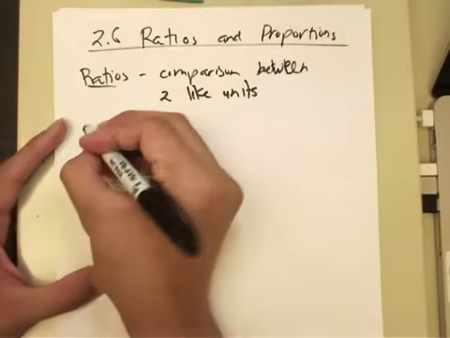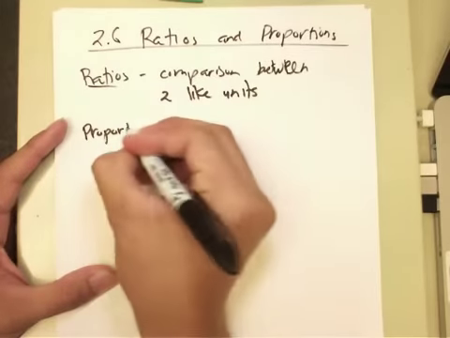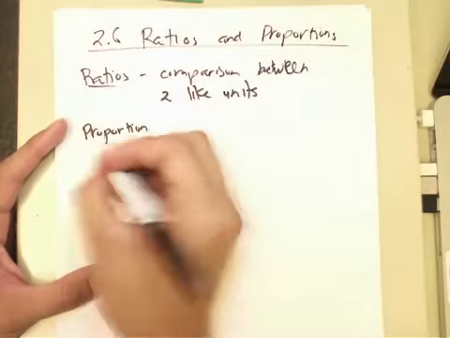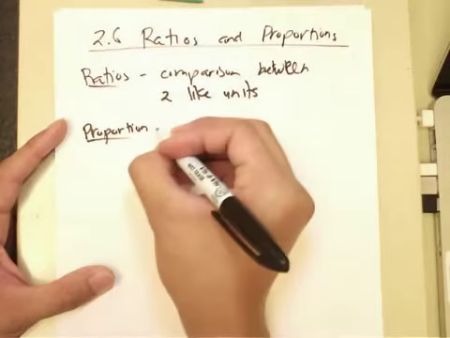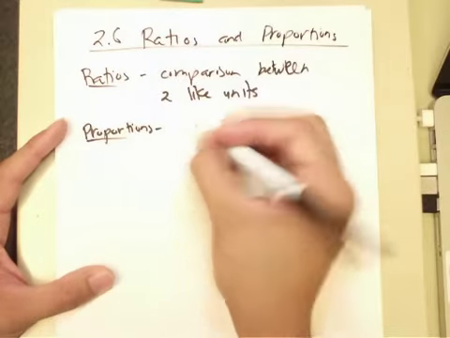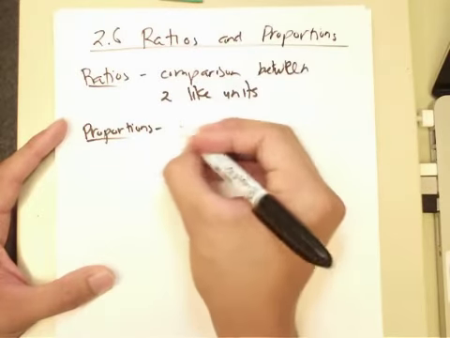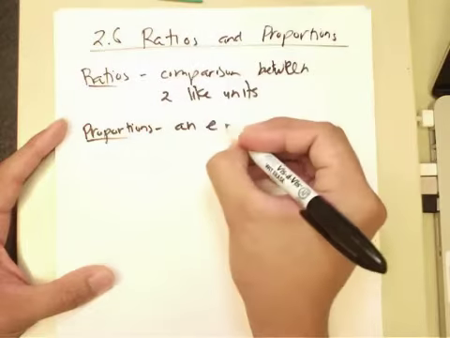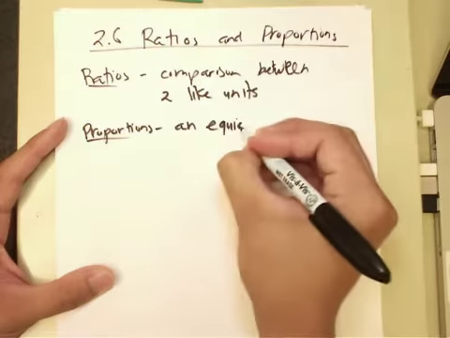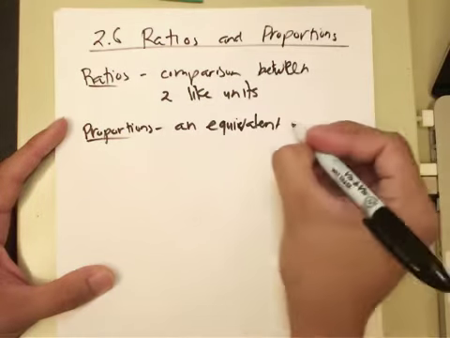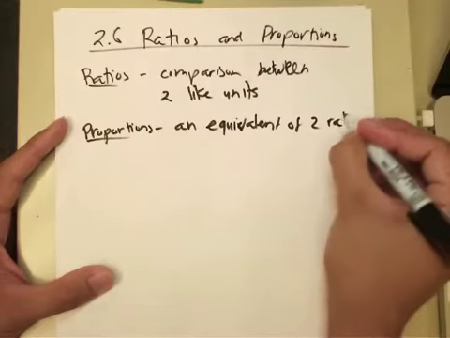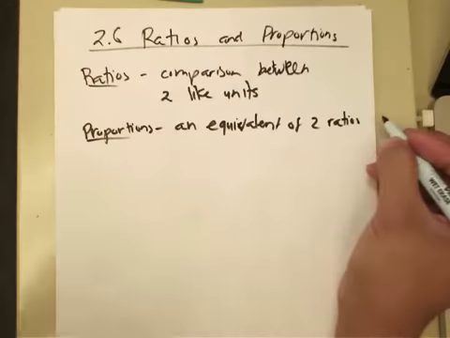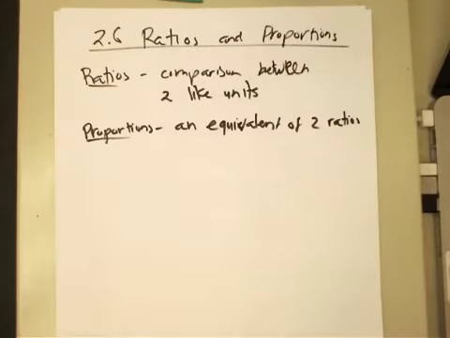And the word proportion is basically an equivalence of two ratios. Okay, so we've seen something like this before through fraction equivalence, and we're going to talk about that in a minute, and how to use proportions to solve a ratio problem as well.